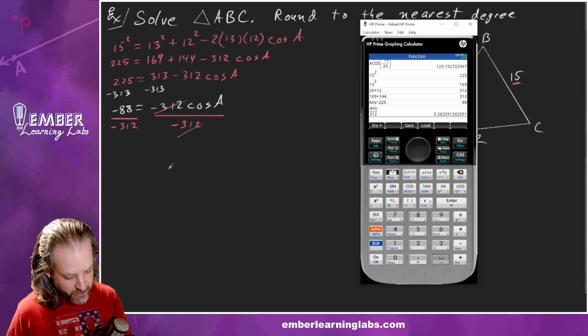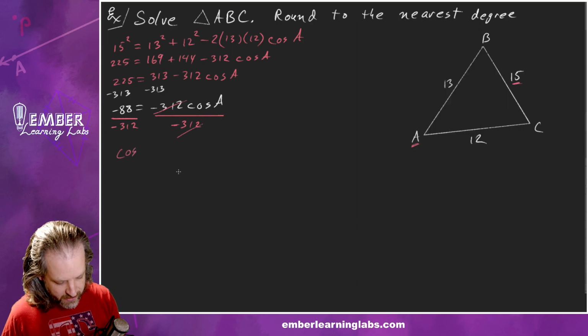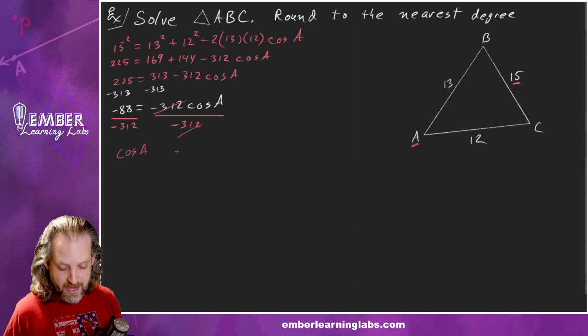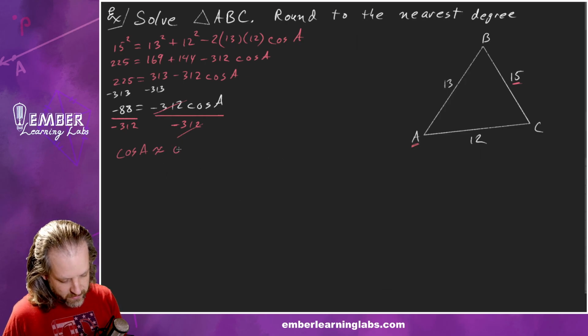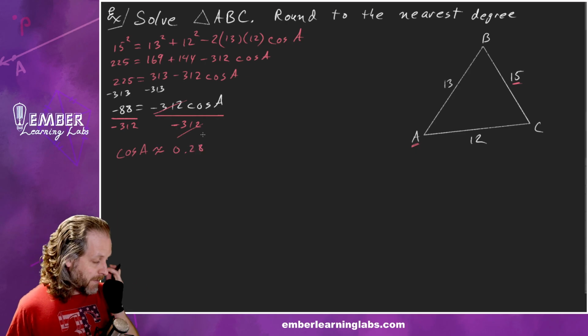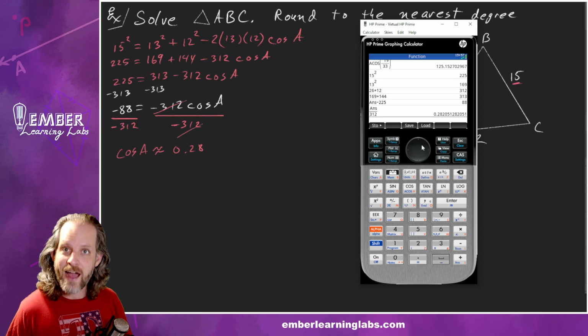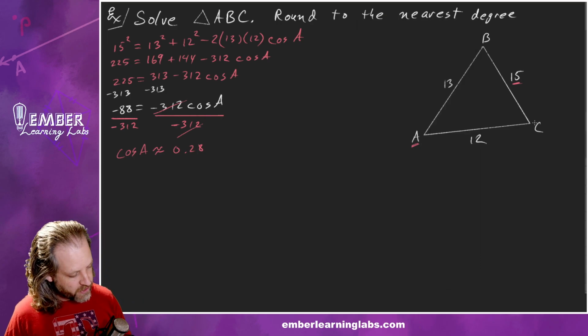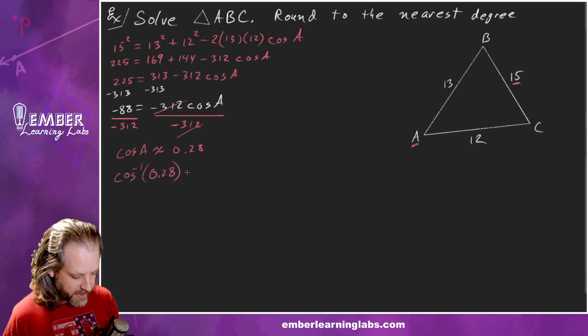So the cosine of A is approximately equal to 0.28, and I'm not worried about it being exact or how many decimal places, because I'm going to leave that number in my calculator, right? Good plan for you too. So the inverse cosine of 0.28 is approximately equal to A.